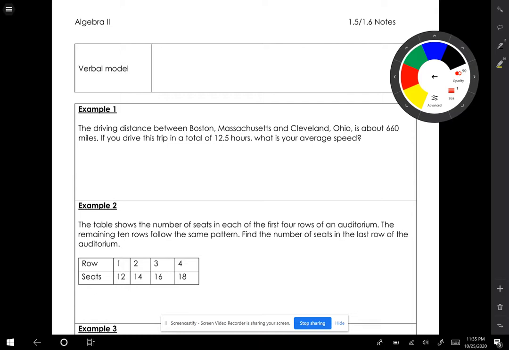In 1.5, we will use problem-solving strategies and models to solve equations. And in 1.6, we will solve linear inequalities. A verbal model is an equation written in words.